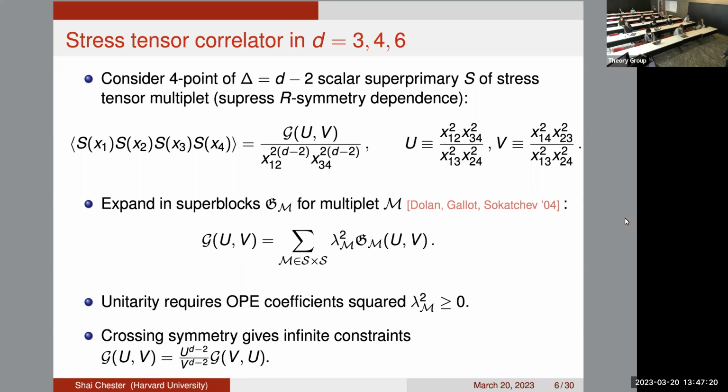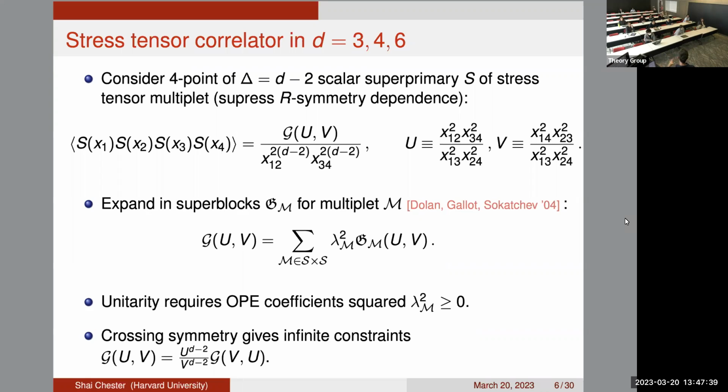Because you're saying that this whole function of u and v is equal to that function with v and u switched, with this overall factor. And so this is a very powerful set of infinite constraints. And as I will describe in more detail in a few slides, this is basically what powers the numerical bootstrap: this infinite set of constraints combined with positivity of OPE coefficients squared.